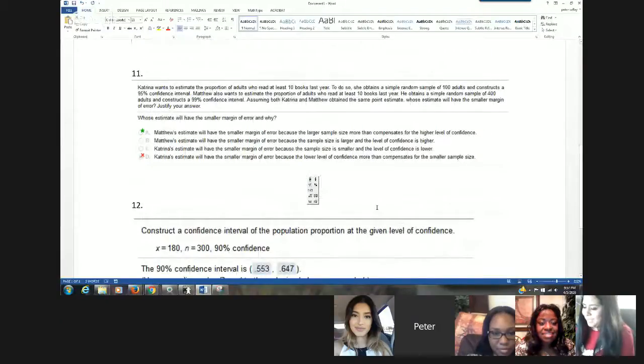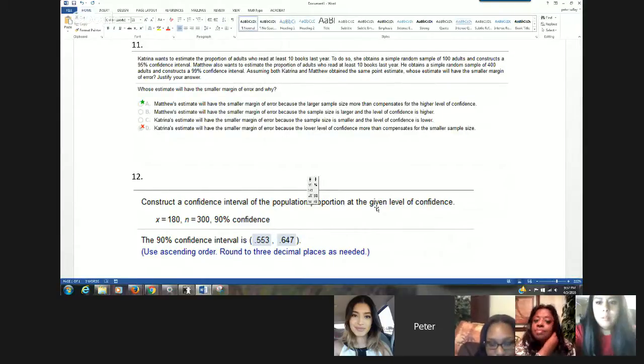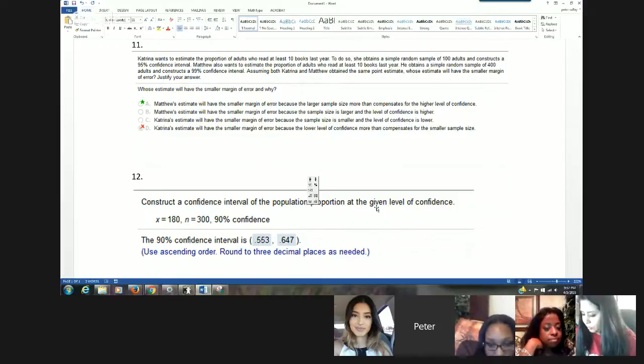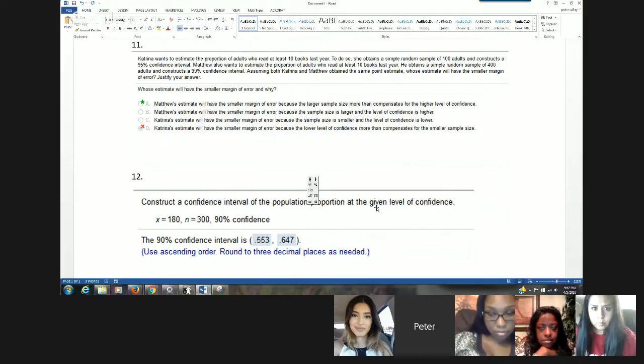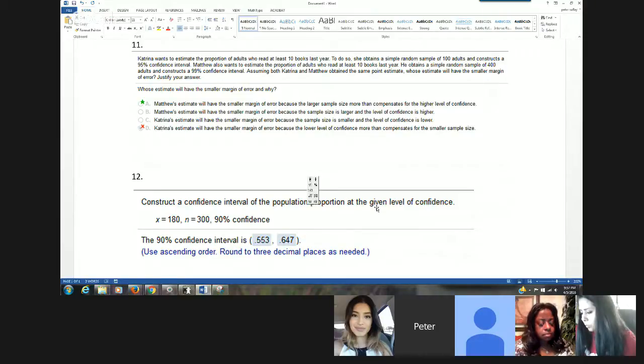Okay, number 11. Katrina wants to estimate the proportion of adults who read at least 10 books last year. Automatically, she wants to estimate a proportion, and they already throw this number 10 at me, so I'm not using 10 the way I see it. I need to make sure that it's some sort of proportion when I'm setting this up. Of course, I haven't even read the question, so I probably should keep reading. To do so, she obtains a sample of 100 adults and constructs a 95% confidence interval. Matthew also wants to estimate a proportion who read at least 10. He obtains a random sample of 400, so he's got a larger sample, and constructs a 99% confidence interval. Assuming both Katrina and Matthew obtain the same point estimate, who will have a smaller margin of error? Justify your answer.